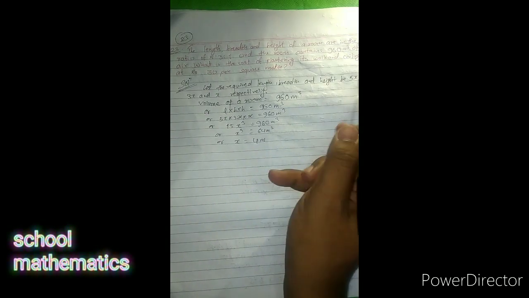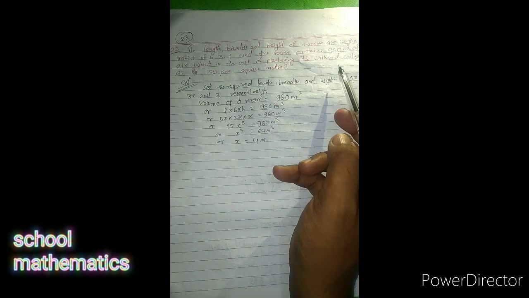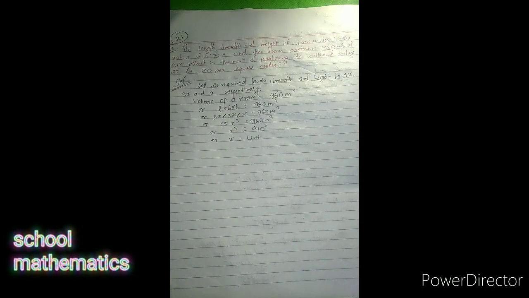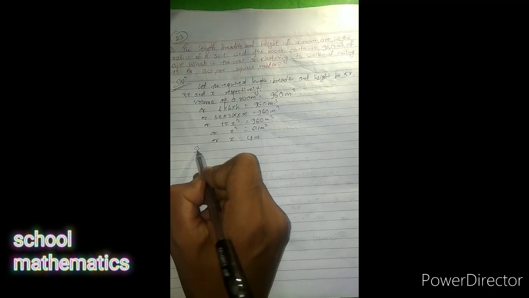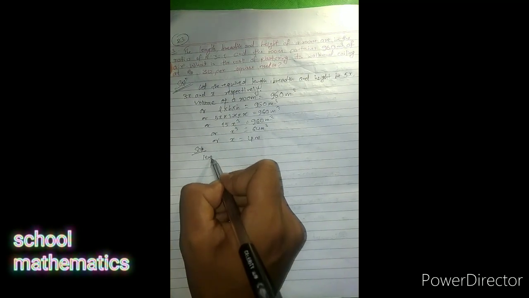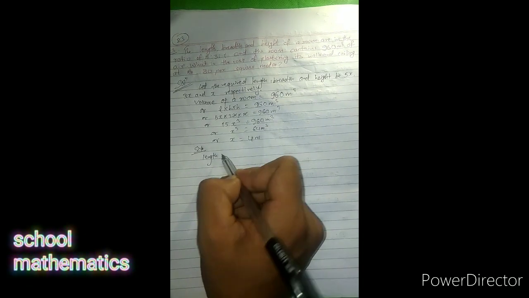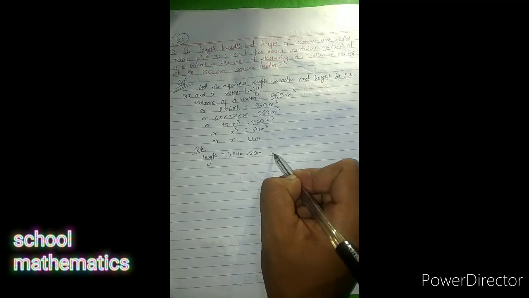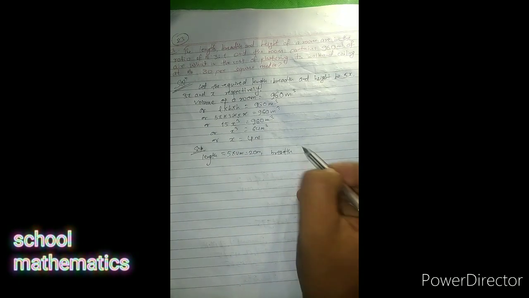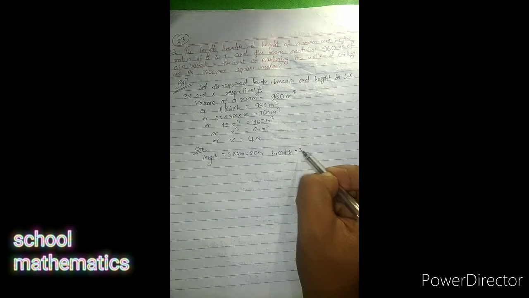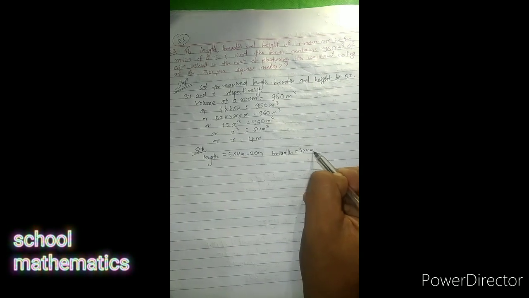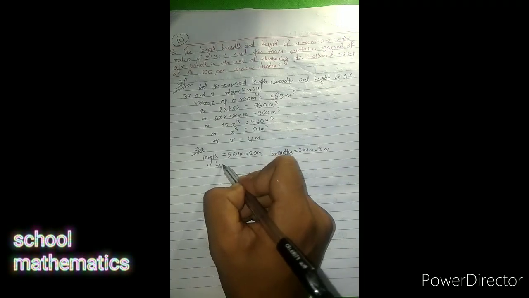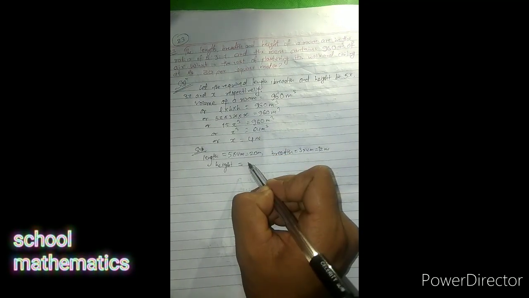Now after getting this, we have to find the cost of plastering its walls and ceiling. So let's find the area of walls and ceiling first. For that, we require length, breadth, and height. Length is 5x, so 5 × 4, 20 m. Breadth is equal to 3 × 4, and height is just x, 4 m.